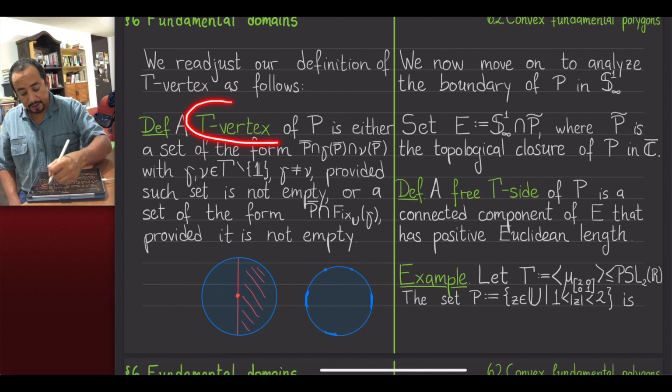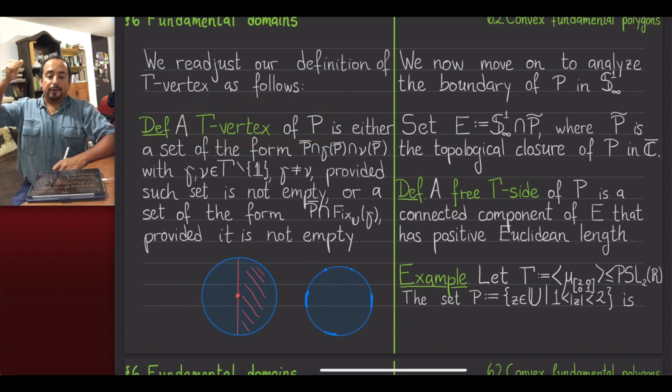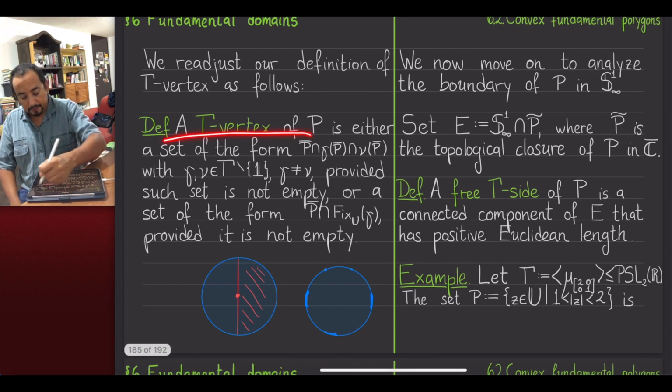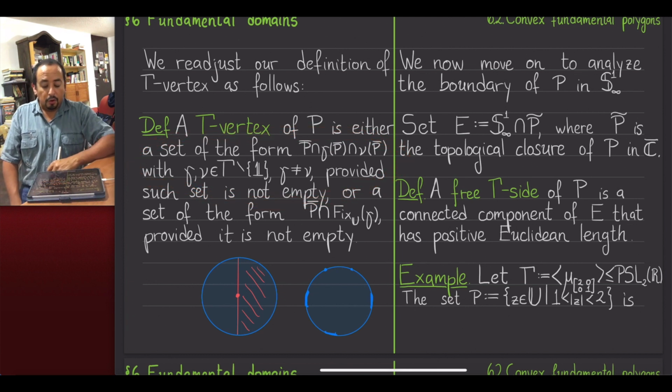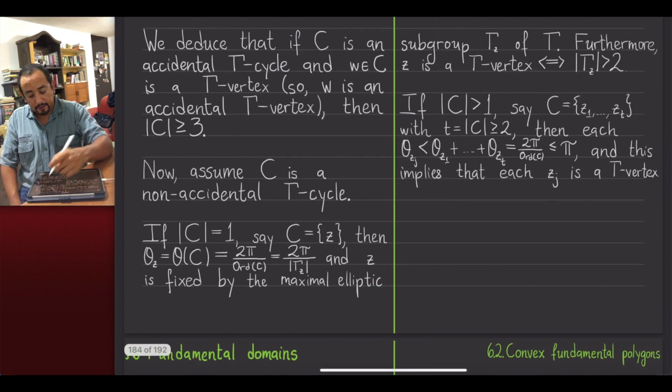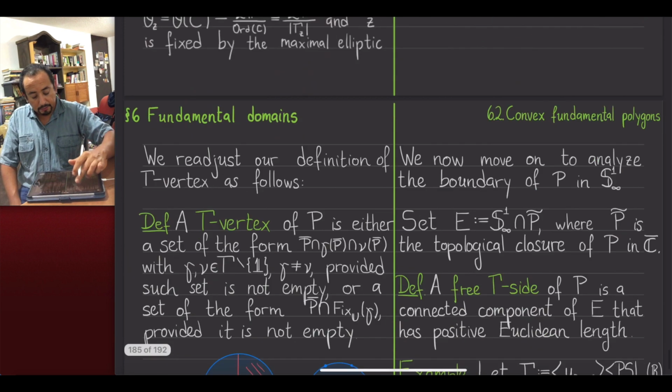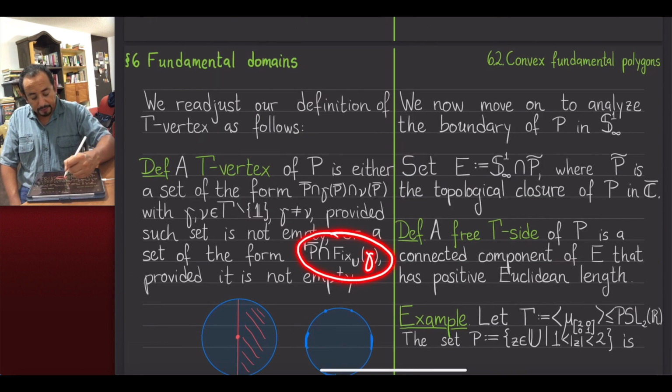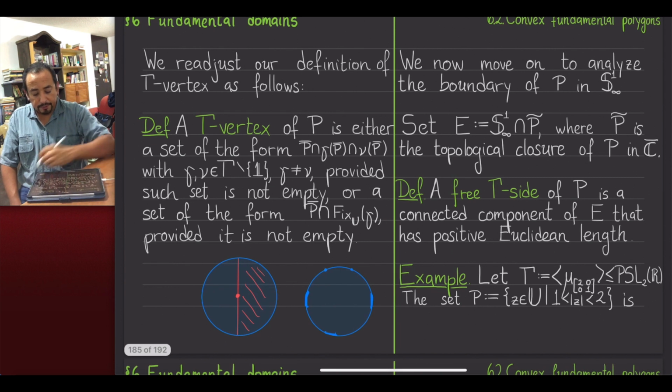So from now on, a gamma vertex of P is going to be either a gamma vertex following the old definition, that's what is written here, or is going to be a set of the form P bar intersection with the set of fixed points of an element gamma of our Fuchsian group, provided such intersection is not empty. So notice that, given what we proved last time, it would have sufficed here to say for gamma an elliptic element of the Fuchsian group of order 2. But anyway, this is our new definition.